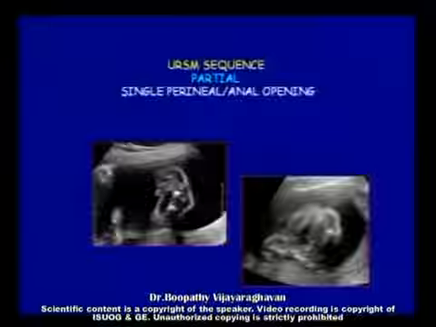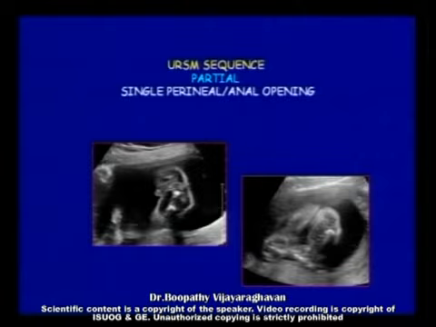Now here, sometimes the findings may be very subtle. Here you see just an ambiguous genitalia, no other finding, but the anus is not seen. So this makes just one finding of non-visualized anus, and the prognosis is completely different.